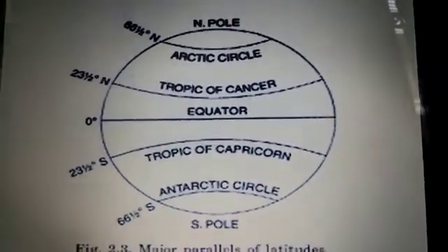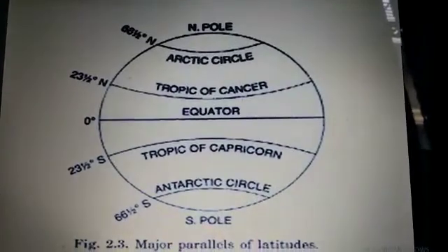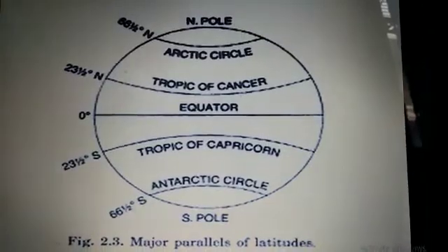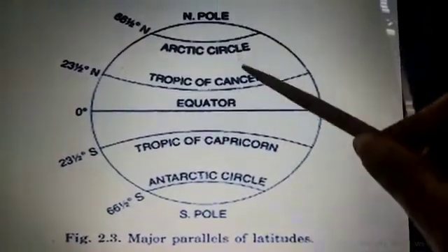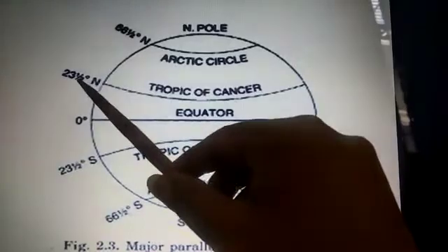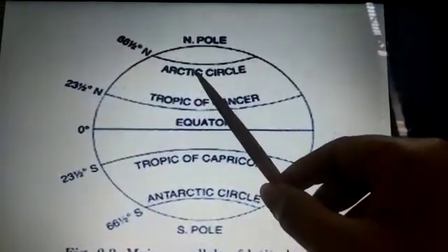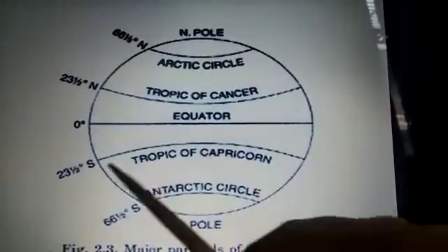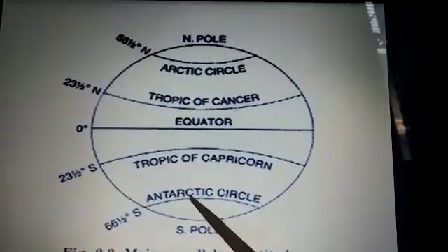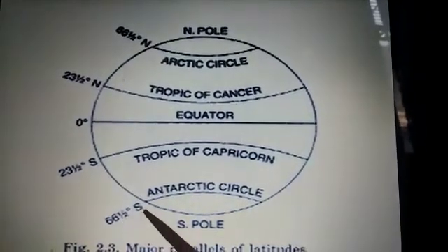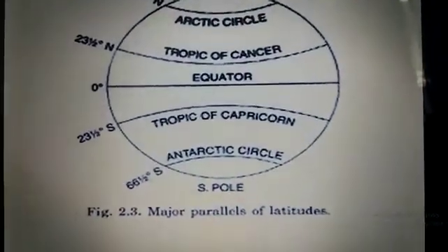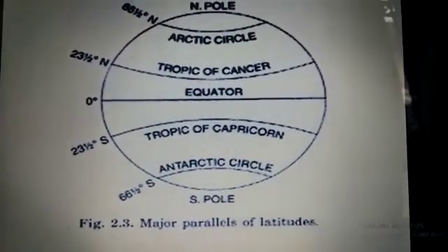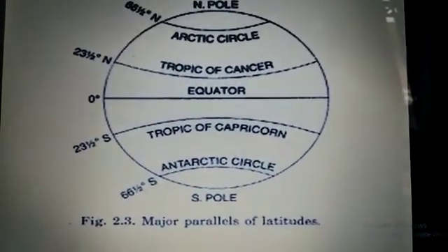Here are some important parallels, or lines of latitude, which you have to learn. The first one is the equator. Second is the Tropic of Cancer, 23.5 degree north. Then the Arctic Circle, 66.5 degree north. Then the Tropic of Capricorn, 23.5 degree south. And the Antarctic Circle, 66.5 degree south. These are the major parallels of latitude. I hope the parallels of latitude are clear to everyone.